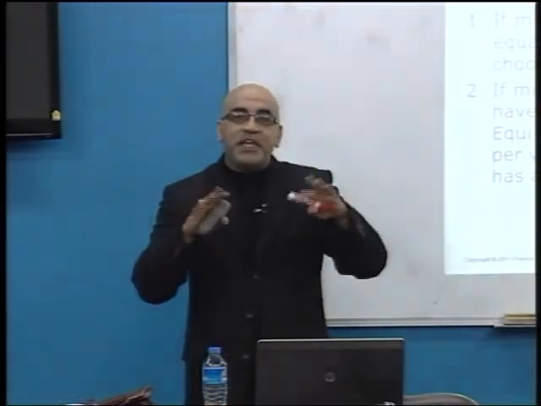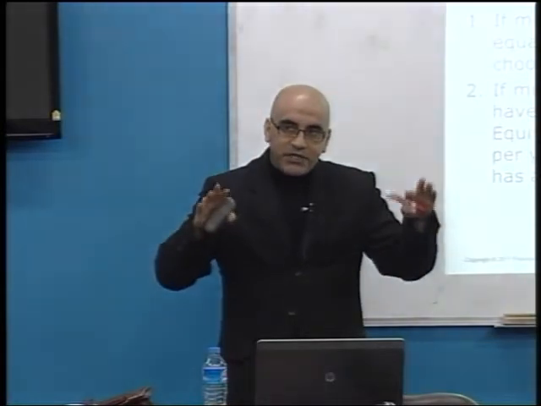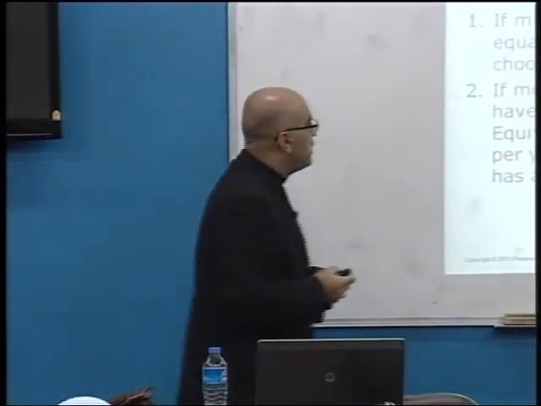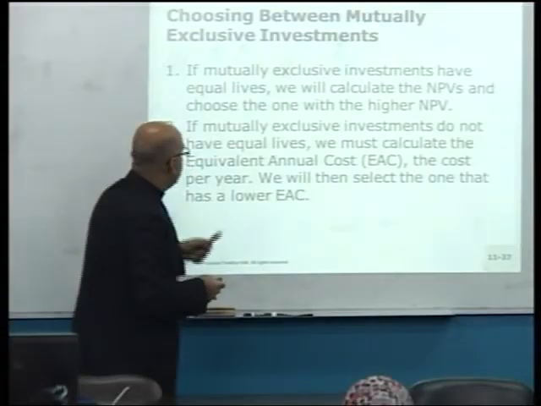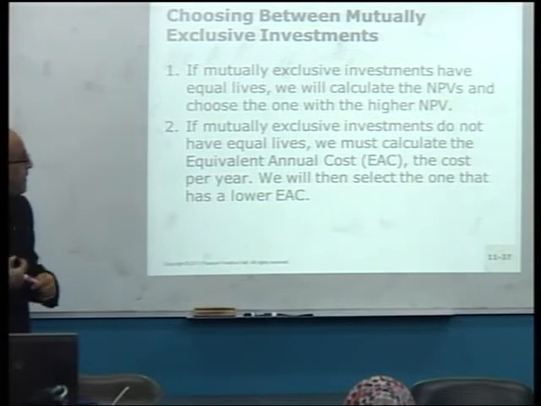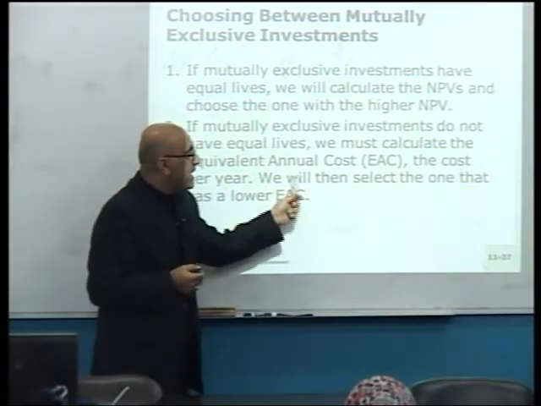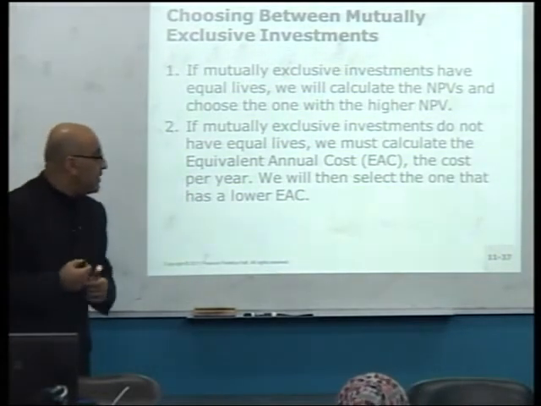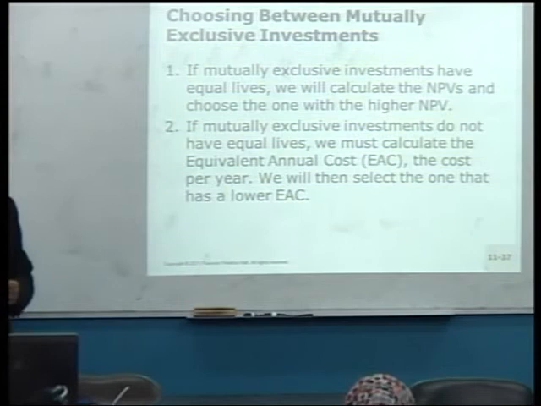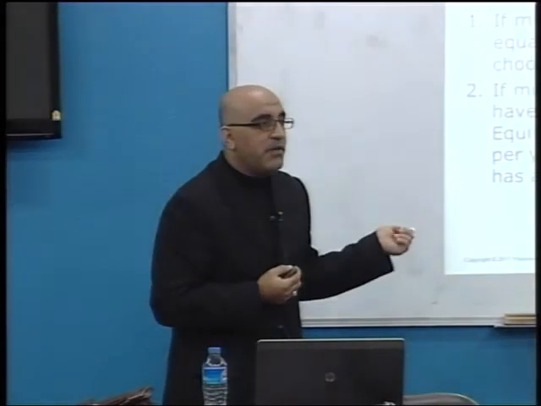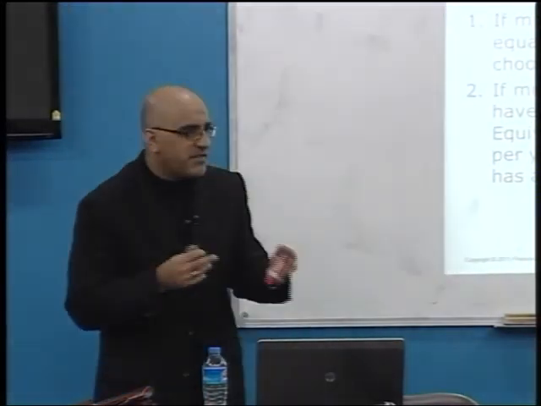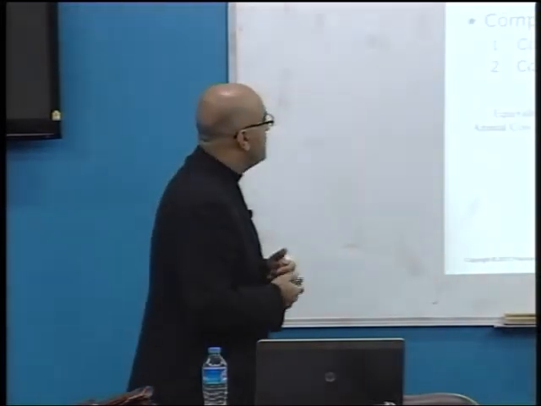If we standardize the initial investment, then we are subject to different lifespans. Then we will apply the equivalent annual cost. If mutually exclusive investments do not have equal life, we must calculate the equivalent annual cost, the cost per year, and then select the one that has a lower equivalent annual cost. The equivalent annual cost is similar to net present value, but with little changes in the calculation.